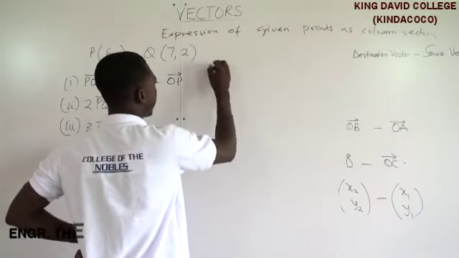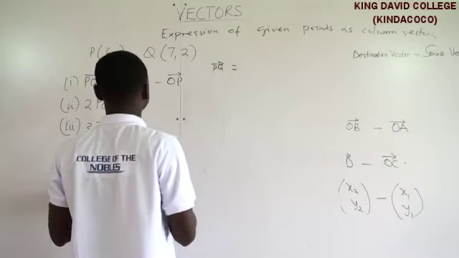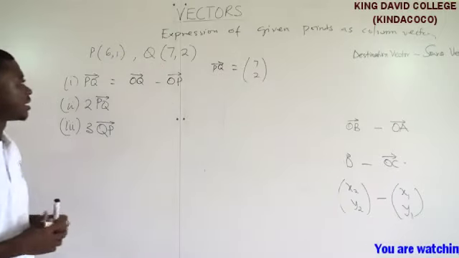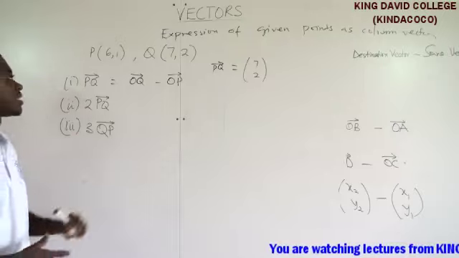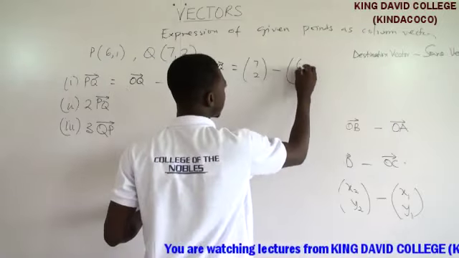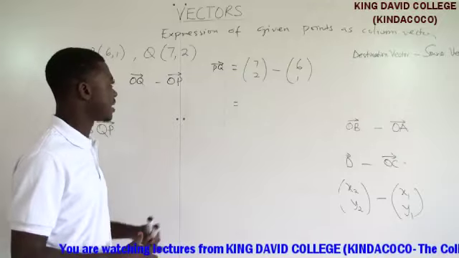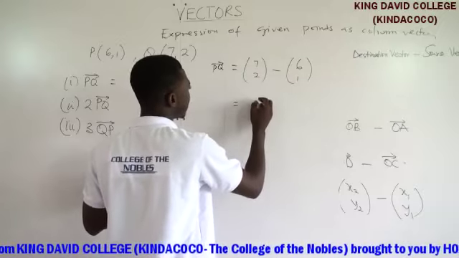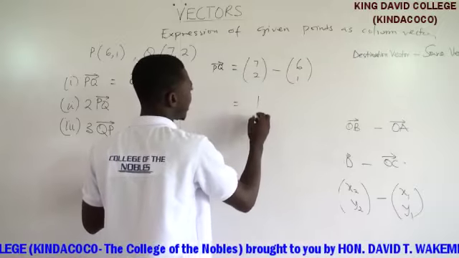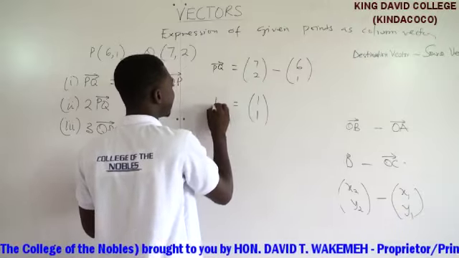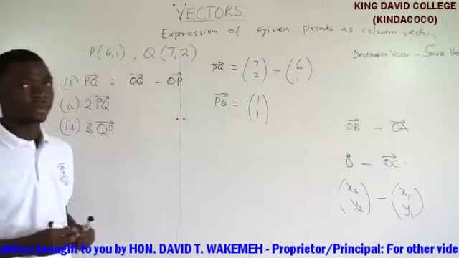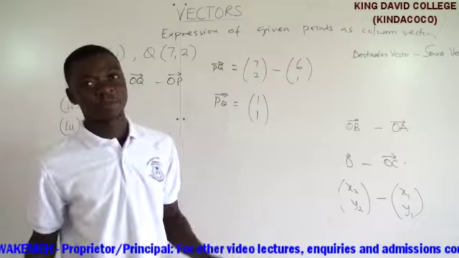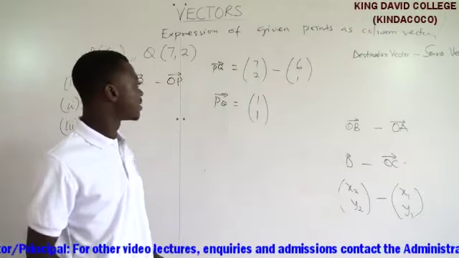So PQ, as you see, is going to change to (7, 2), right? That is OQ, minus OP, (6, 1). So this one here is going to be 7 minus 6, that is 1. Then 2 minus 1, that is also 1. So then this is going to be (1, 1). Okay, very simple like that. There is no complexity in the very first part of vectors. Okay, so that is very simple.